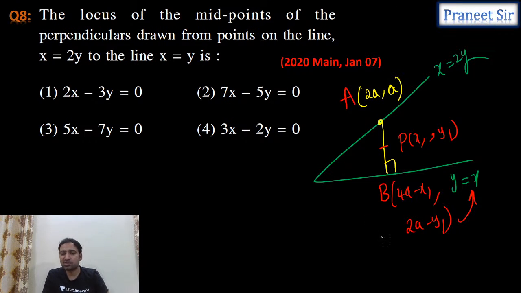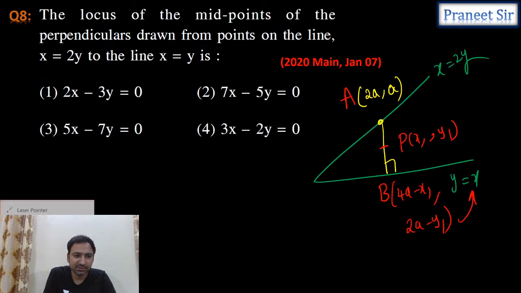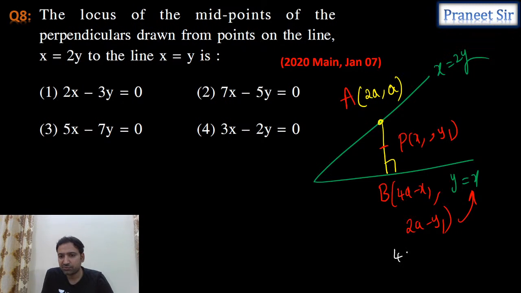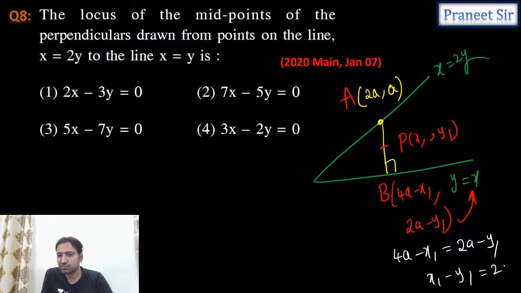If you substitute this, what do we get? Four a minus x1 is equal to 2a minus y1. So from this, x1 minus y1 is equal to 2a, we are getting. Okay, this is one equation we are getting.